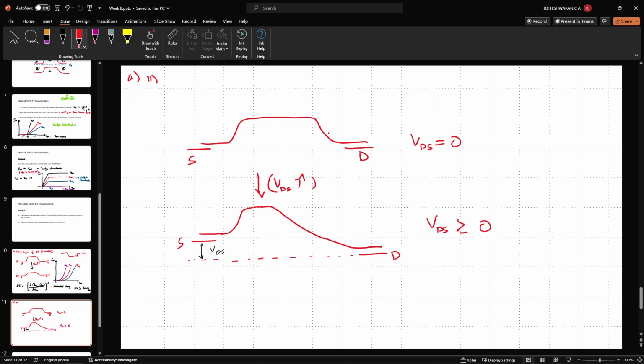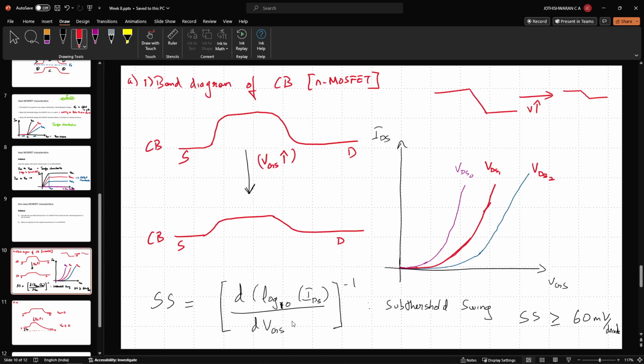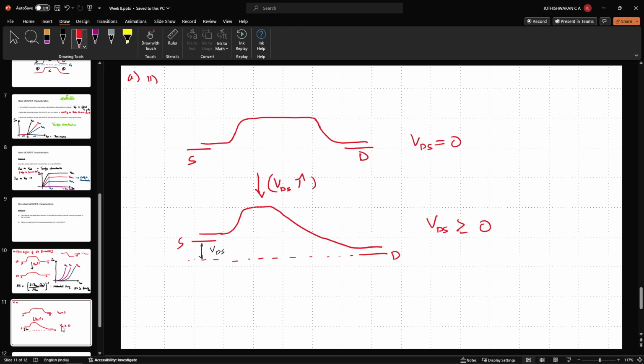But I don't want that, because to have a good switch behavior, as I mentioned before, I want to apply a sizable voltage, something greater than 60 millivolts, to gain a factor of 10 improvement in the current. So if I'm somewhere in the microamperes, to move from microamperes to hundreds of milliamperes, I expect to apply at least 60 millivolts more to the gate terminal.